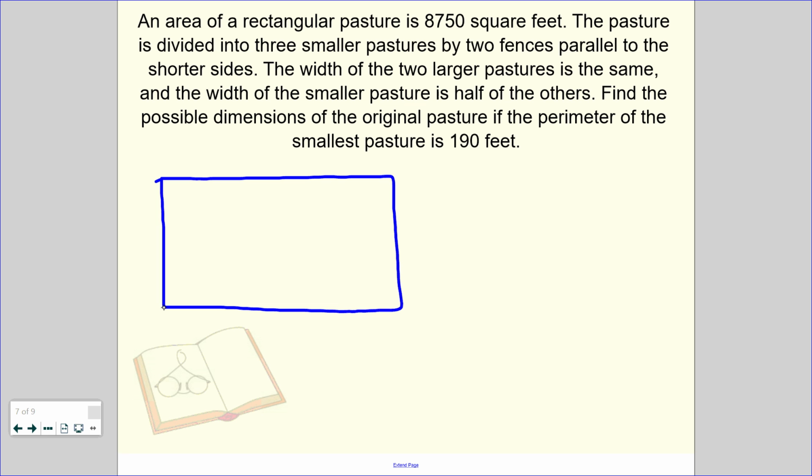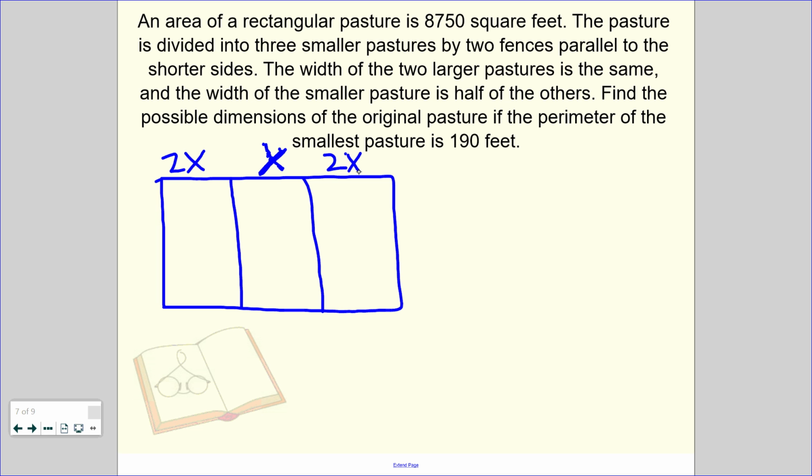The pasture is divided into 3 smaller pastures with 2 panels parallel to the shorter sides. The width of the 2 larger pastures is the same, and the width of the smaller pasture is half of the others. So let's say I call the smaller pasture X. There we go. Then my 2 larger pastures, and by the way, it doesn't say which one's which, so I'm just calling the middle one the smaller pasture here. If the smaller pasture is half, the 2 larger pastures are double. So you could say 2x and 2x.